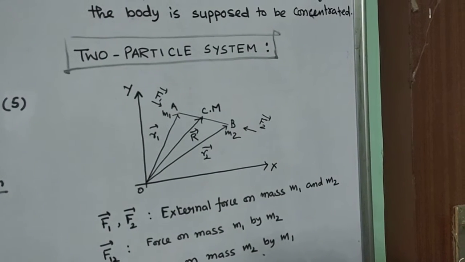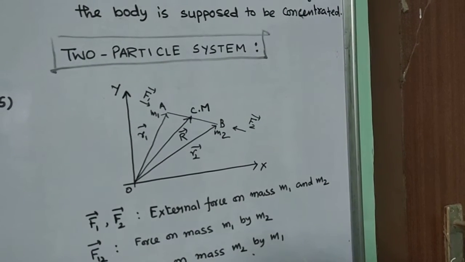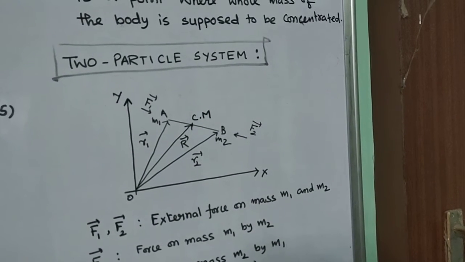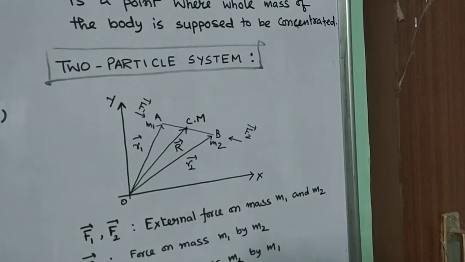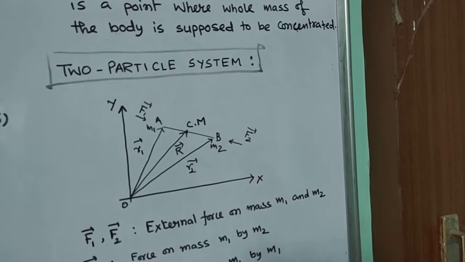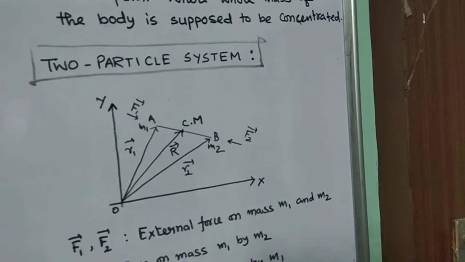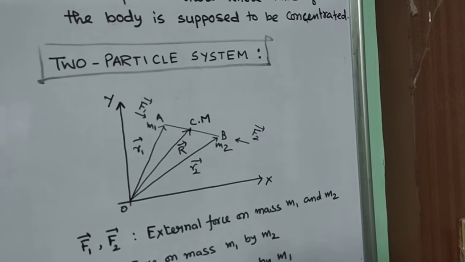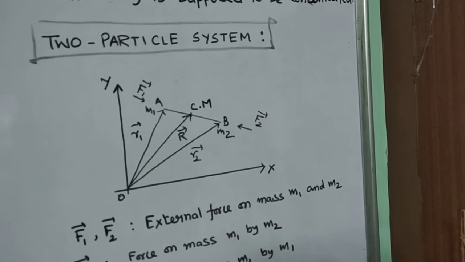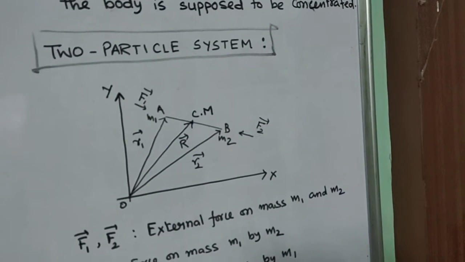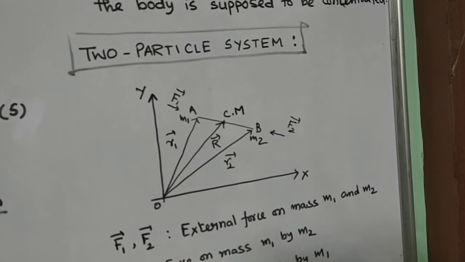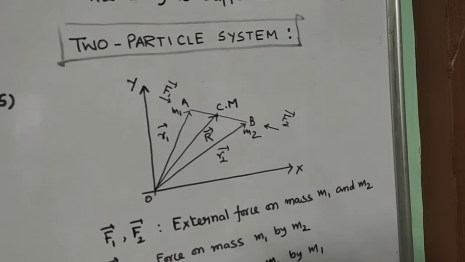The xy coordinate system is there, and you have two masses m1 and m2 at A and B, whose position vectors are r1 vector and r2 vector. Now if you consider the system comprising the two masses m1 and m2, then definitely you will get a specific point where the whole mass is supposed to be concentrated. Let the position vector of that point, the center of mass, be capital R vector.